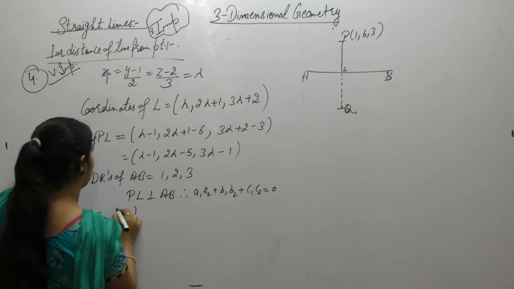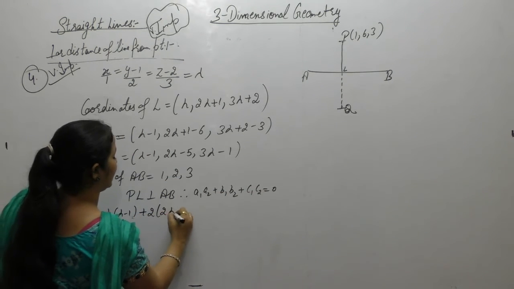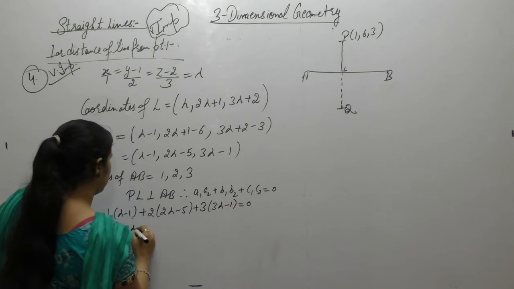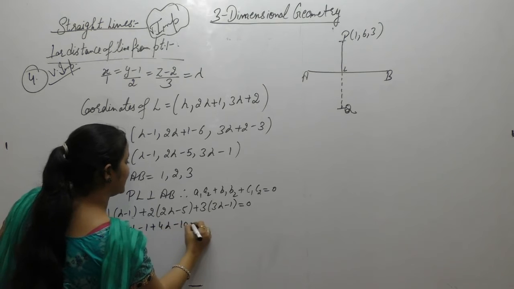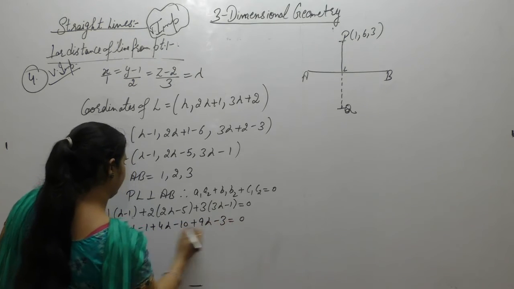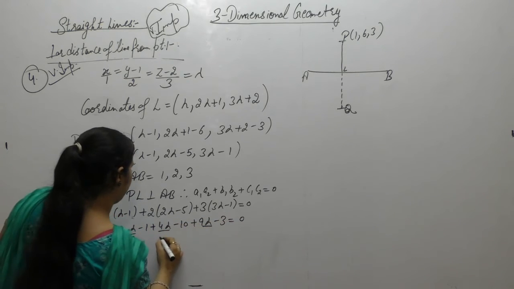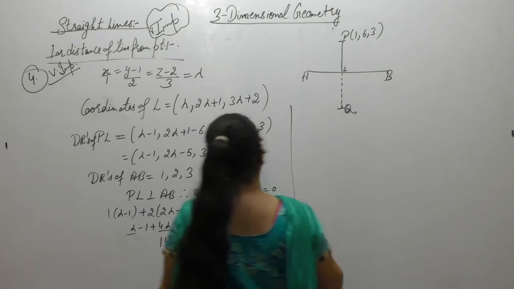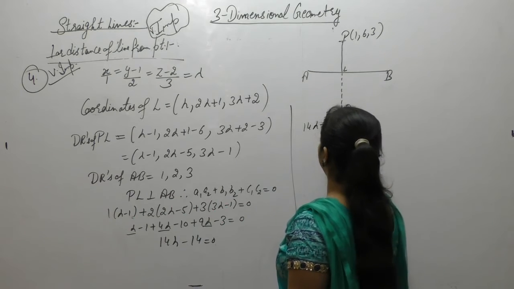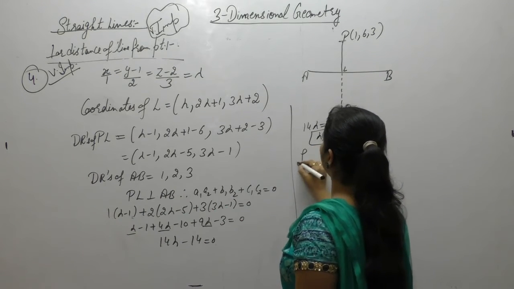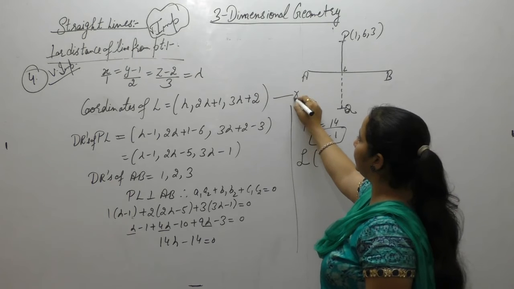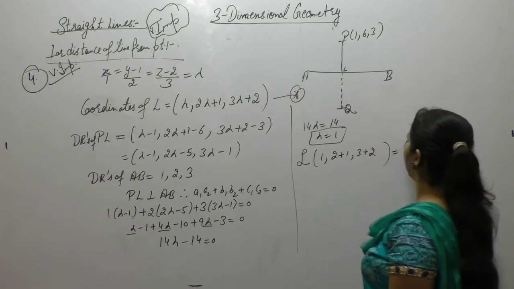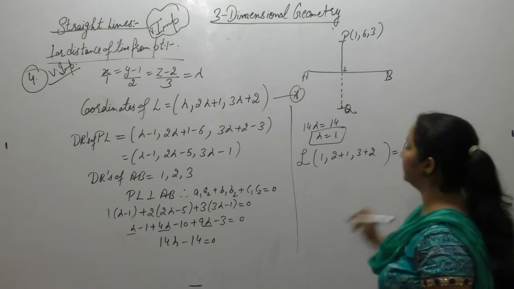1 into lambda minus 1, 2 into 2 lambda minus 5, 3 into 3 lambda minus 1. So lambda minus 1, 4 lambda minus 10, 9 lambda minus 3, which gives 14 lambda minus 14 equals 0. So from here we get lambda as 1. Now to find the coordinates of L, put the value of lambda here: 1, 2 into 1, 3 into 1. So the coordinates of L are 1, 3 and 5.